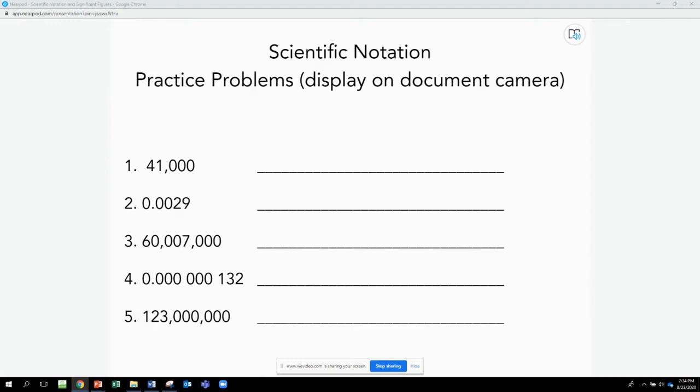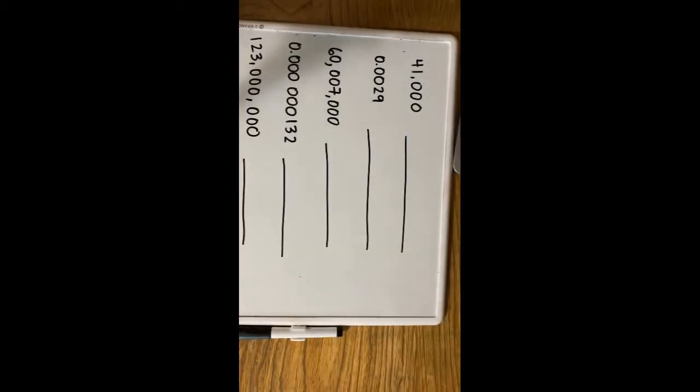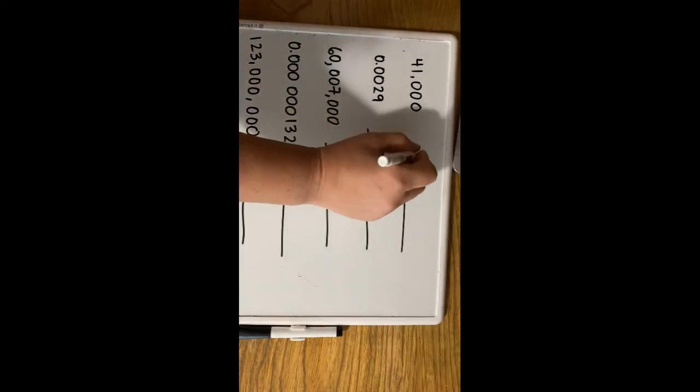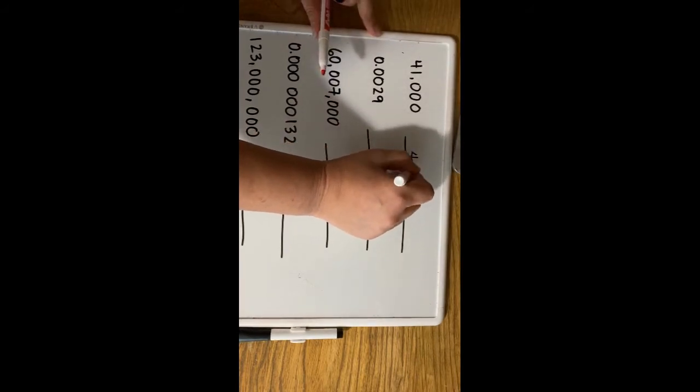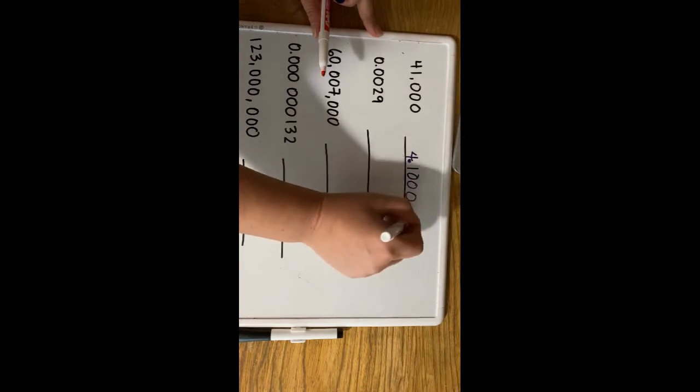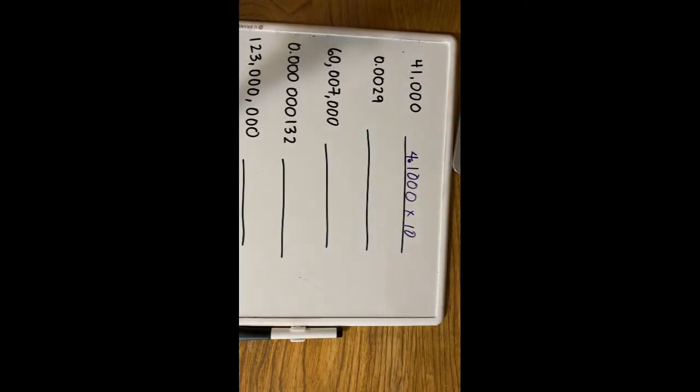So now let's practice. We're going to do these problems on the document camera. Okay, let's do some examples. Let's start with the first one. We have the number 41,000. We want to have this number look like 4.1000 times 10 to the something. We want the decimal to be after the first digit.